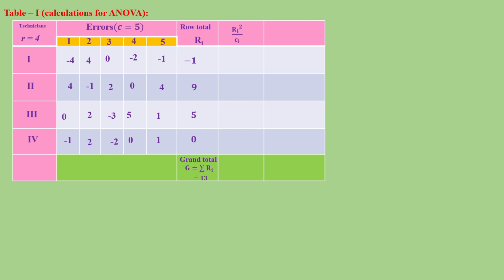Next you have to find Ri square by Ci. So R1 square by C1: minus 1 square by 5, 0.2. Then 9 square by 5, 16.2. Then 5 square by 5, 5. 0 square, 0. So the sum of Ri square by Ci is equal to 21.4.